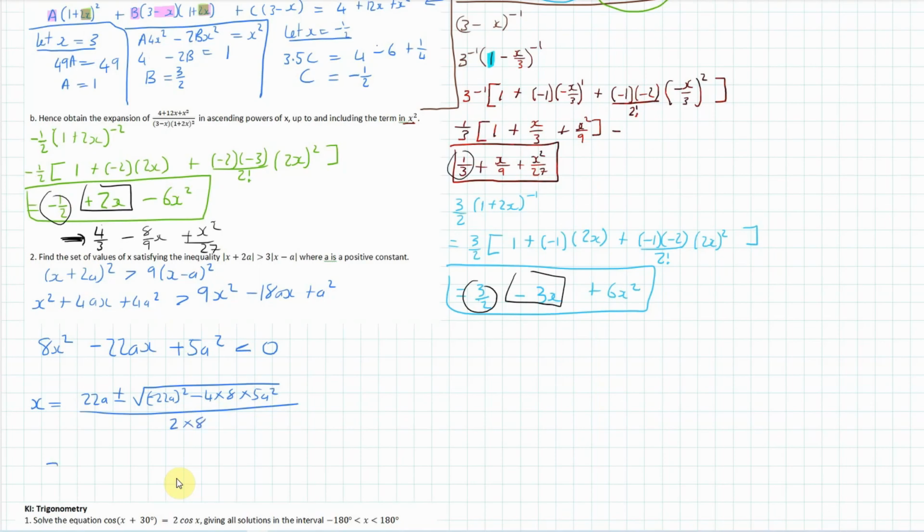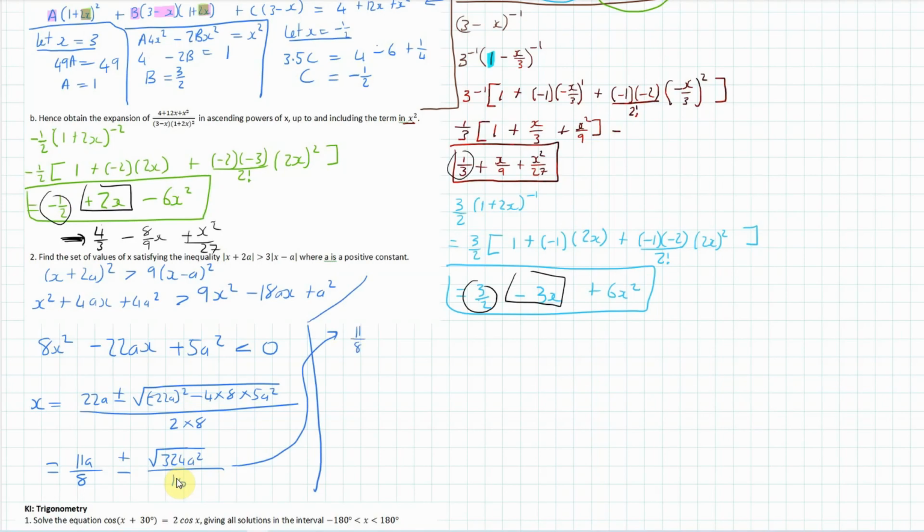And what do we get? Well, let's have a look. We're going to get 22a over 16, which is like 11a over 8, plus or minus. Now, under the square root there, what do we get? 22 squared, take away 4 times 8 times 5. So we end up with 324a squared under the square root all over 16. This is very messy guys, I probably should leave more room, shouldn't I?